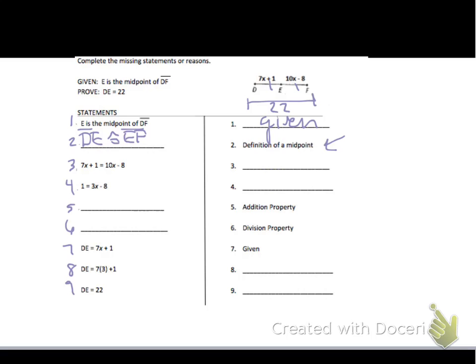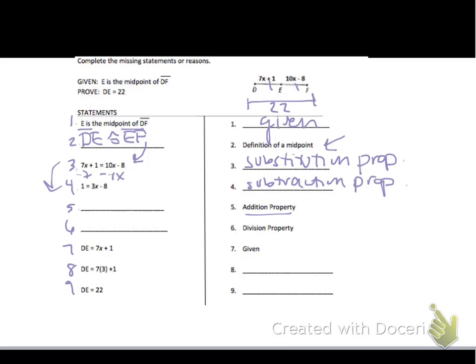Okay, and then we are replacing things. Whenever you replace something, we are using the substitution property. Okay, going from 3 to 4, it looks like my x has changed, so I subtracted 7x. So subtraction property.